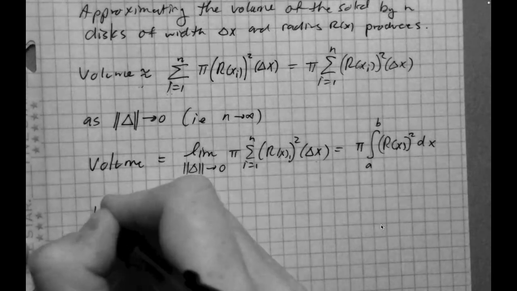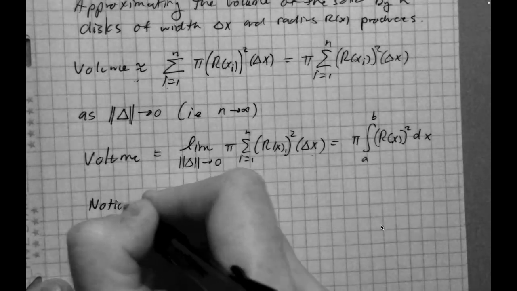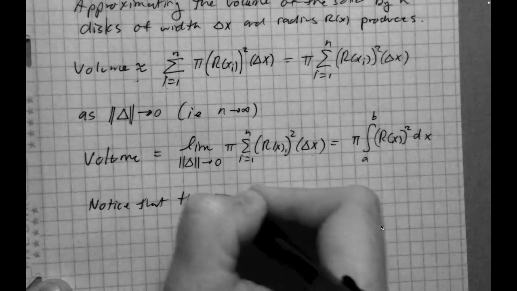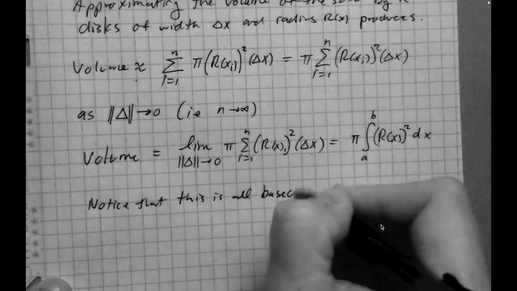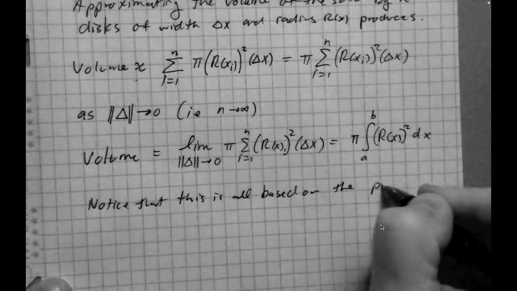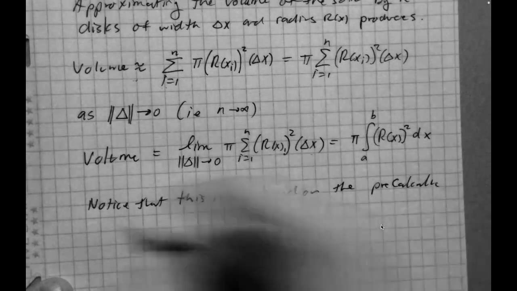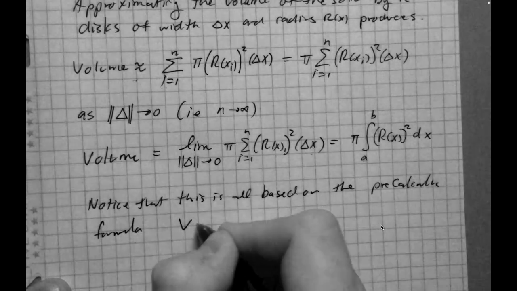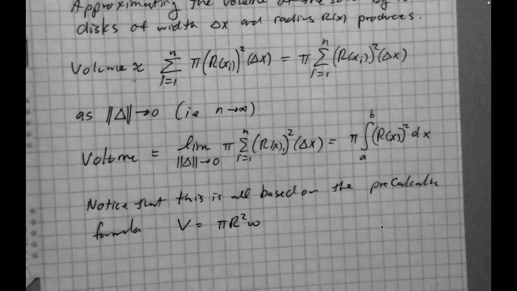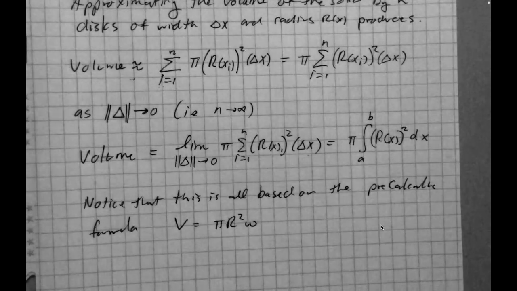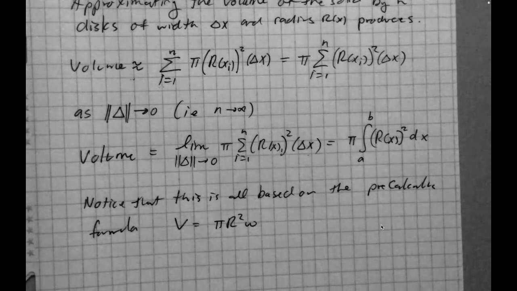So, just to notice that this is all based on the basically pre-calc formula: the volume equals pi r squared w. All right, so it's all just based on that simple volume of a cylinder or a disc, and it's just been expanded to produce a formula for the volume of not just the disc now, but a general solid of revolution.